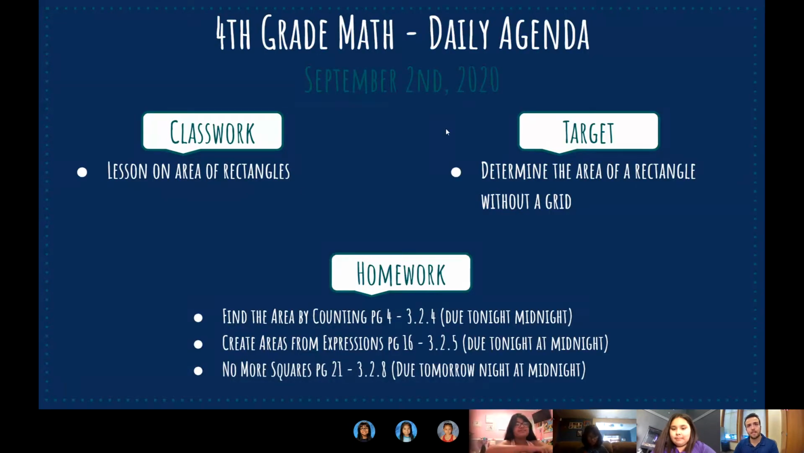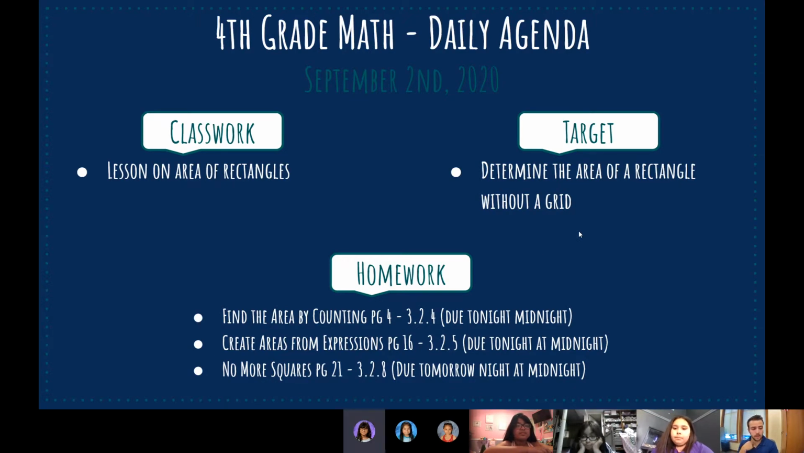The daily agenda. It's the middle of the week, I think. Yep, Wednesday. So we're halfway through. So far this week, we've talked about area of rectangles. We learned about columns and rows and how we can multiply those two together to get the area inside. Well, the target for today is to determine the area of a rectangle without a grid.